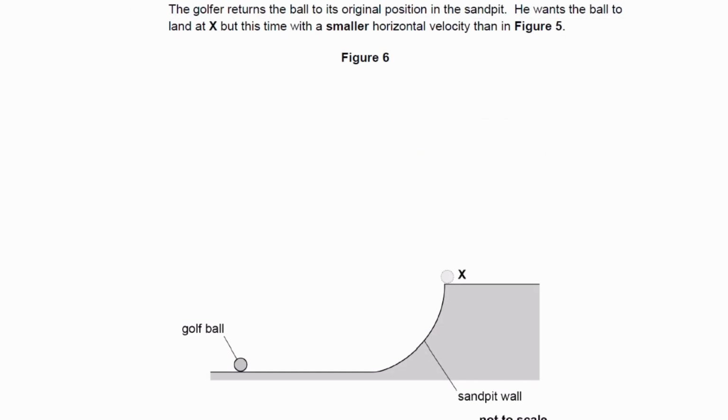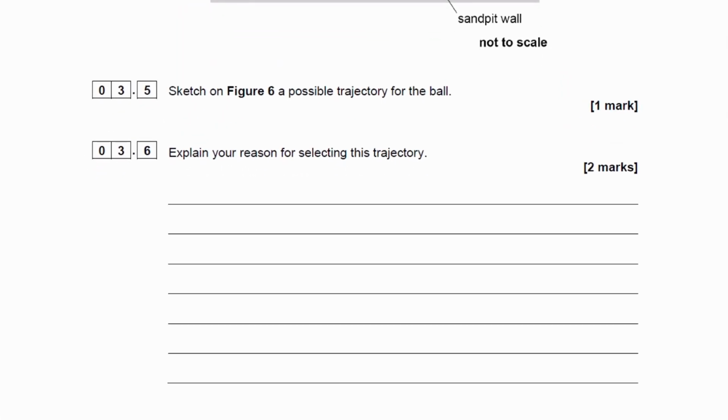So I'll deal with the final two parts of this question together. We have the golfer returns the ball to its original position in the sandpit. He wants the ball to land at x, but this time with a smaller horizontal velocity than before. So same start point, same end point, but now we want, when the ball lands at point x, to have a smaller horizontal velocity. We're trying to figure out what a trajectory for this ball would look like, and we want to explain the reason for selecting this trajectory.